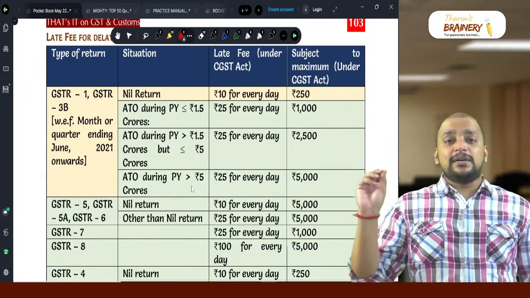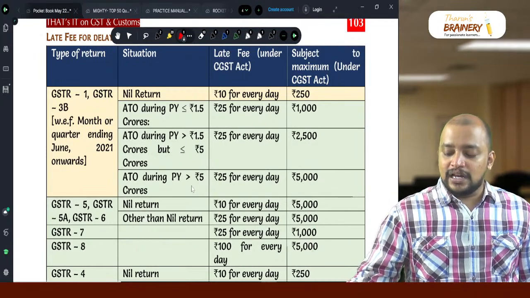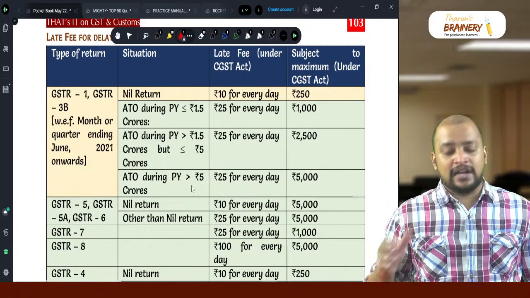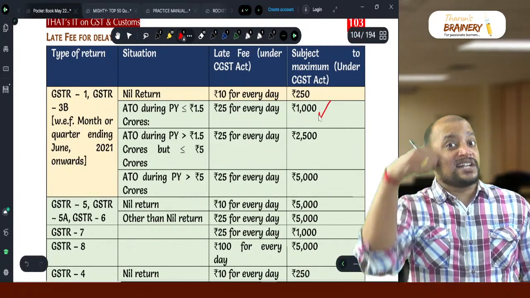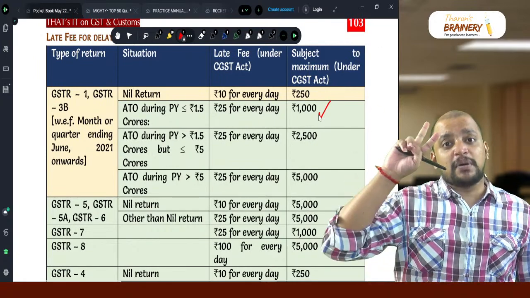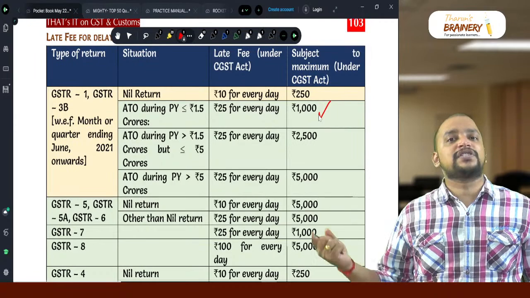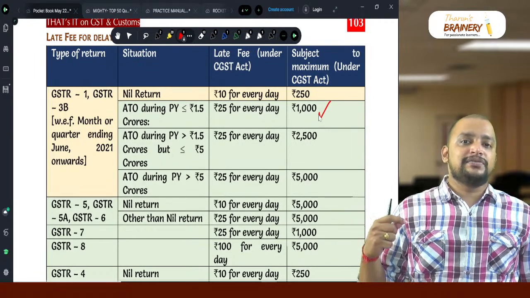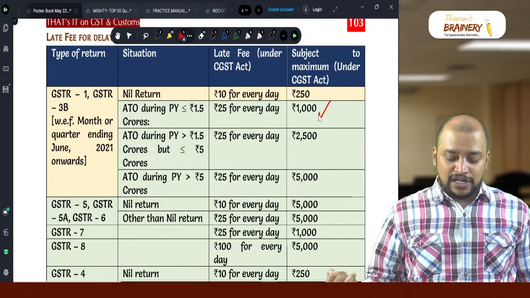So that is the maximum late fee. For example, 60 days delay, 60 into 25 is 1500, but the maximum is 1000 rupees only. Suppose my aggregate turnover exceeds 1.5 crores, the maximum is 2500. So 60 into 25 is 1500, or 2500, whichever is lower, so 1500 will be taken. Like that we need to think.